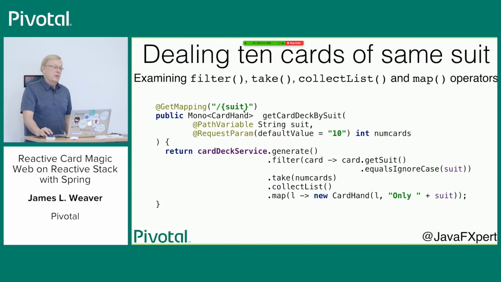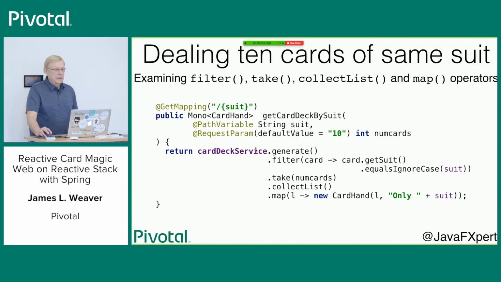So what we send it is some suit: hearts, clubs, spades, diamonds. And then what's going to get returned is a mono of type card hand. Card hand has the 5 cards that are in it, and then the name of the hand. And so the method is get card deck by suit. Here, with the path variable, we can say, is it hearts, diamonds, clubs, or spades? And then how many cards do I want?